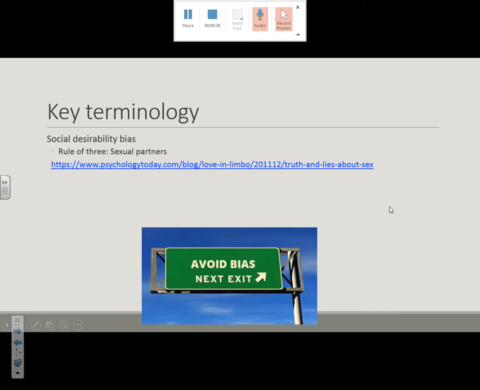So the rule of three is a very stereotypical and old-fashioned idea, but it's a really good way of demonstrating social desirability bias. If you ever ask somebody how many sexual partners they've had, depending on which gender they are, if they are men, then you should divide the number they give you by 3 to get the true number, and if they are female, you should times the number by 3 to get the true number.